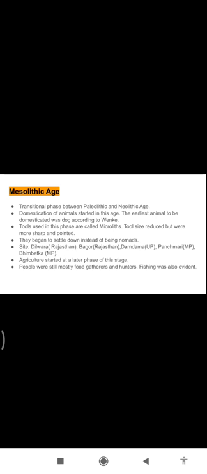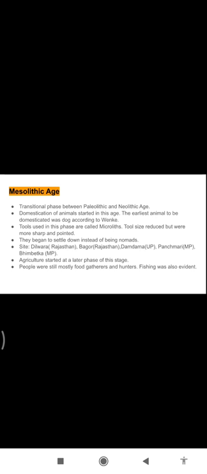Next, tools. Tools used during this period were known as microliths. They were also like miniature tools. They were reduced in size, but they were more sharp and pointed. They were made from chipped and flaked stones. They are around 1 to 5 centimeters in length. Microlith was first discovered by Carlleyle from the Vindhyan rock shelters.